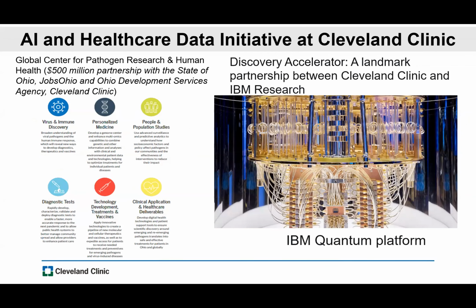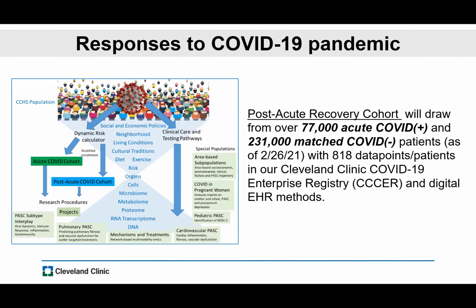In the past few years, Cleveland Clinic has had multiple large-scale AI and healthcare data initiatives. At the beginning of this year, we partnered with the Ohio governor on a 500 million partnership to develop novel technology, including AI and digital health technology, to help us respond to future pandemics. A couple of months ago, we also began a big 10-year partnership with IBM, using AI and quantum computing platforms to analyze large-scale healthcare data that will accumulate at Cleveland Clinic over the next 10 years. Last year, in early March, we saw our first COVID-19 patient in Ohio.